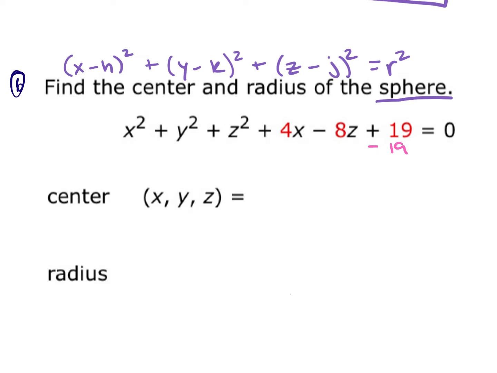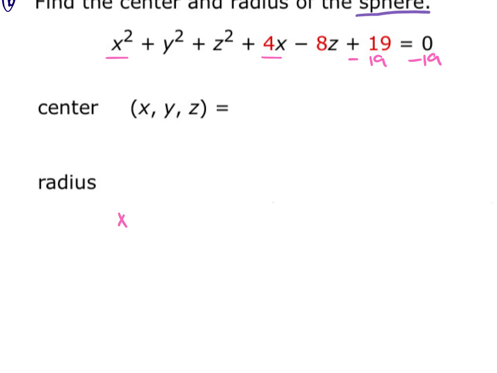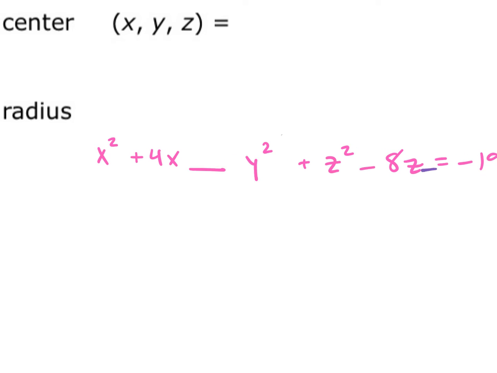Awesome. I'm going to move the 19 over and then combine or put together my like terms. So I have x squared. So I'm not combining them. I'm just going to rewrite them together because my goal is to complete the square. So I'm going to do that down here. So I have x squared plus 4x, leave a space, and then I have y squared, no y with that, and then plus z squared minus 8z is equal to negative 19. Okay. So let's complete the square with the x's.